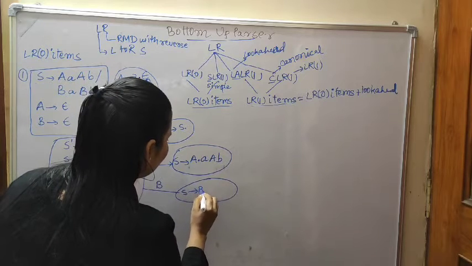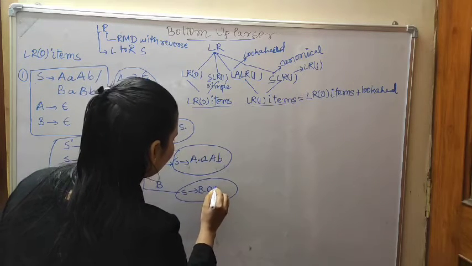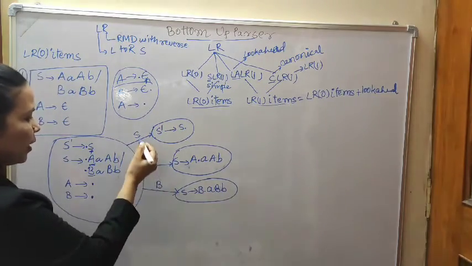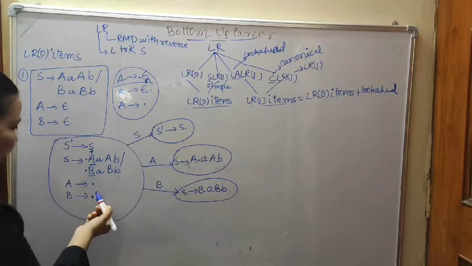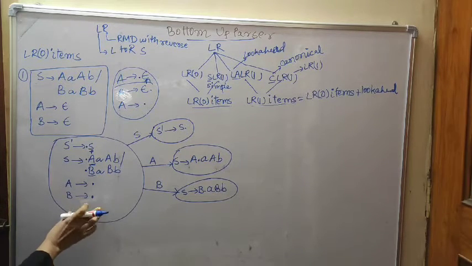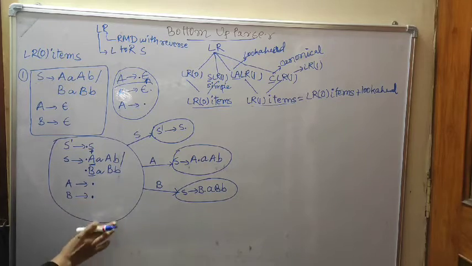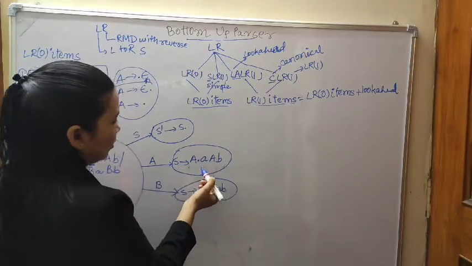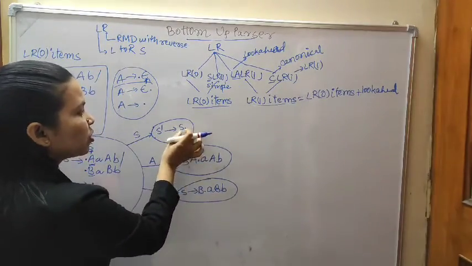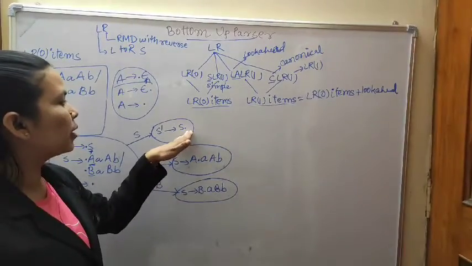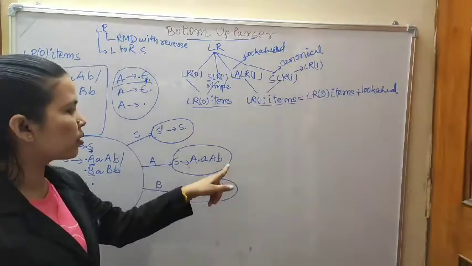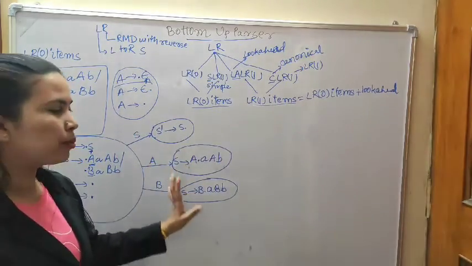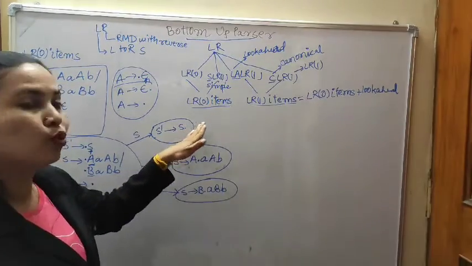S2 B dot A B B. Okay, S A B, and these two are already reduced items. That means they are final items, so we cannot move them anywhere. Keep it here. This is completed because this is final. Whenever we have read and the dot comes at the end, that means this production rule is completed, the final item. We cannot move it further.